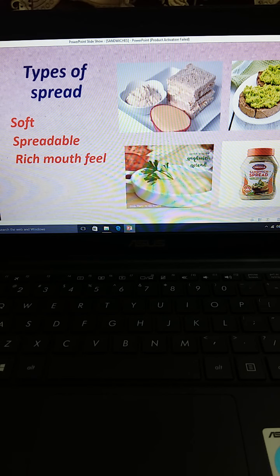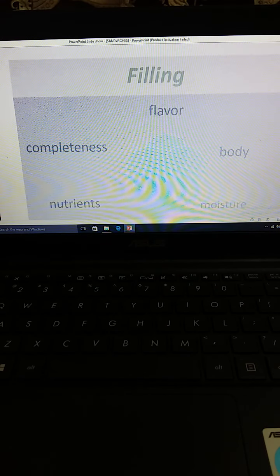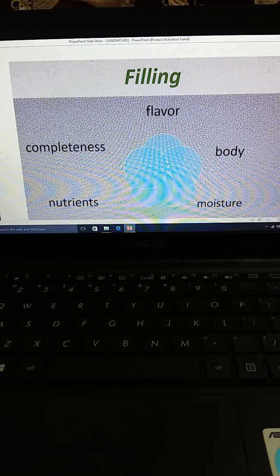Now, third part of the sandwich is filling. The purpose of filling is to provide flavor, completeness, nutrients, moisture, and it gives body to the sandwich. The filling has to be 1/3 of the sandwich contribution.